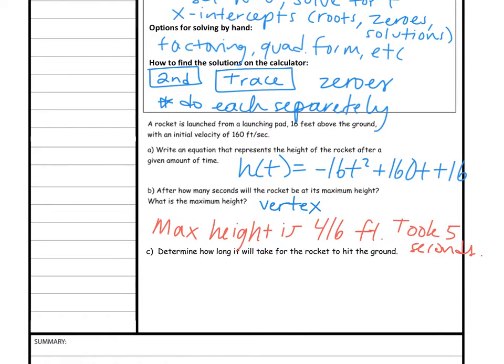Okay, since you already have your graph there, now go ahead and find how long it'll take for it to hit the ground. We want it where h is equal to 0, so we are finding our x-intercepts. So how long? It took 10.1 seconds.